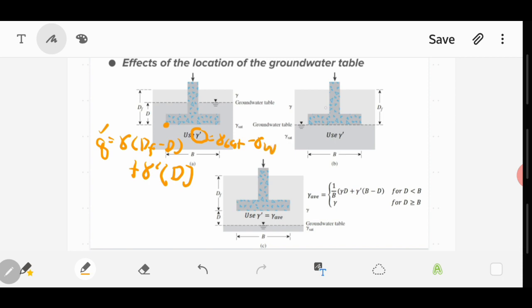Next situation: if your groundwater table is located right at the base of your footing, it is the same situation. Your gamma is still gamma prime because below the footing your soil is still saturated, but the difference is your q will become gamma times Df. Why? Because it is still the overburden pressure at the base of your footing, and the soil above your footing is not saturated.